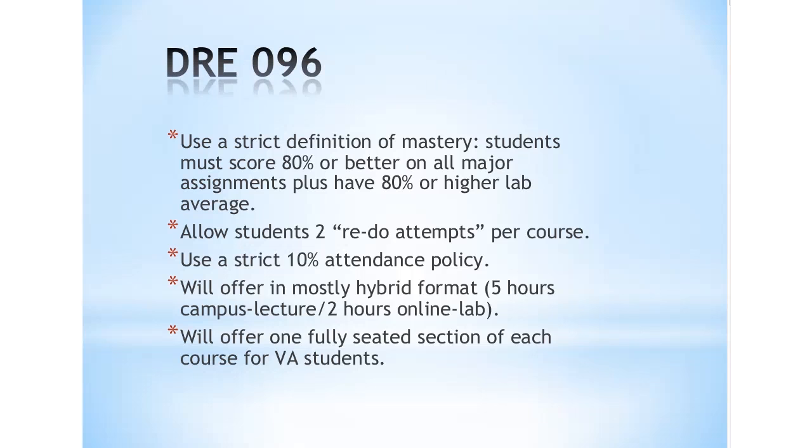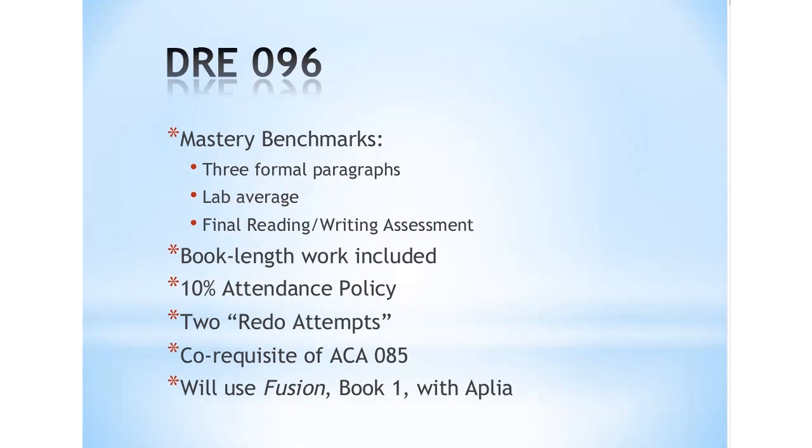Okay, so the way we're going to structure the courses going forward. The DRE 096, we're calling them mastery benchmarks. They basically are going to have 5 major areas in which they need to score an 80% or better. So they will have 3 formal paragraphs. Now, they may do more paragraphs. They may do journal types of things that go into that lab average. But basically, there's going to be 3 formally graded paragraphs. They'll have the lab average. That'll have to be an 80% or better. And then they'll have the final reading, writing assessment. And you've got kind of examples of those sorts of things in your curriculum guide.